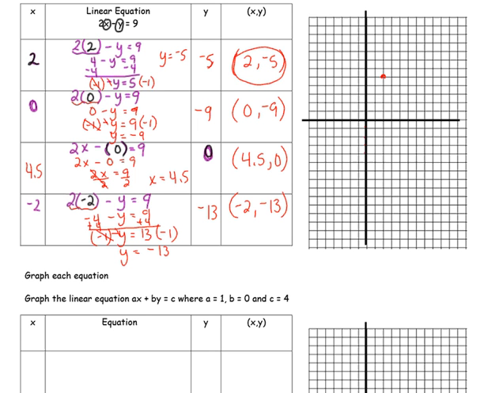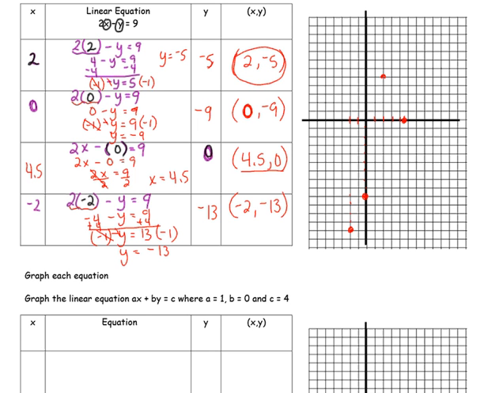1, 2, 3, 4, 5, 6, 7, 8, 9. Notice when 0 is one of the ordered pair, that point will be on an axis, and it will show an intercept where the line intercepts the axis. Okay, for positive 4.5, 1, 2, 3, 4, 4.5 is right here, 4.5, 0. And then lastly, negative 2, negative 13. Negative 2, negative 9, 10, 11, 12, 13.